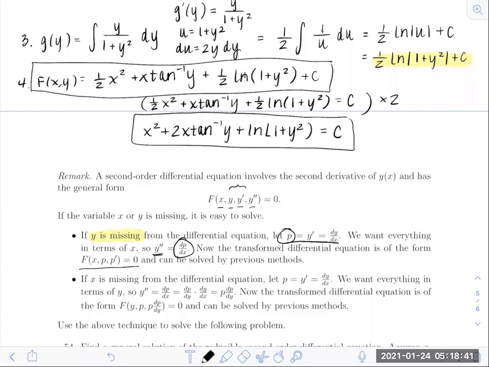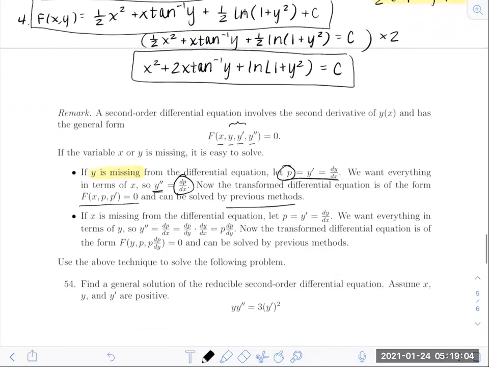This has reduced it from a second order differential equation to a first order differential equation. And these problems are all written so that you should be able to solve it from previous methods. So check if it's homogeneous, check if it's Bernoulli, check if it's linear or separable, and then move forward with whichever method is appropriate. All right, the second bullet point is if x is missing.